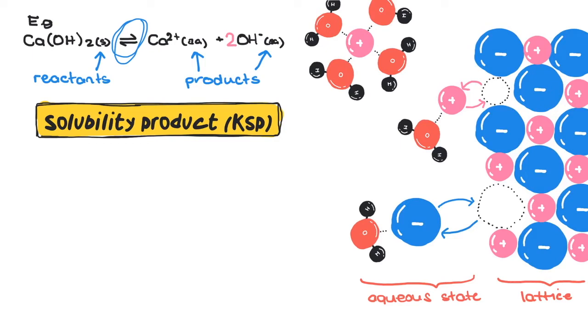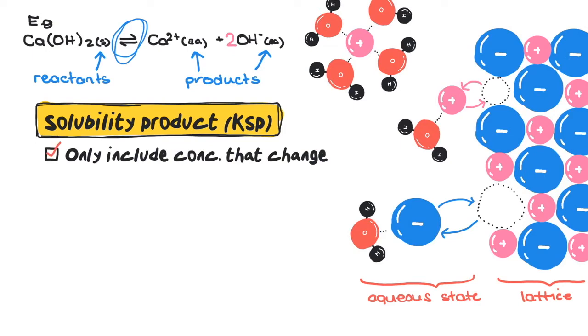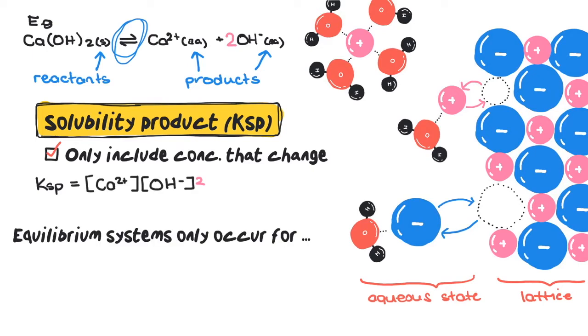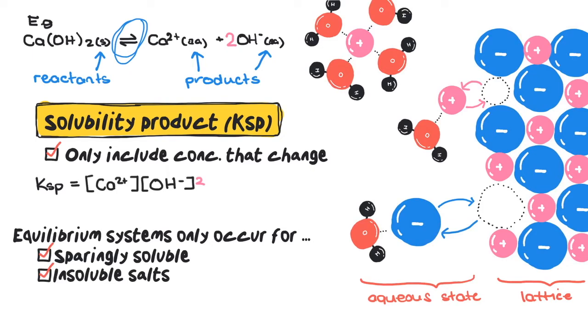Same rules apply, just as with the equilibrium constant, in which we only include concentrations that can actually change when reaching equilibrium. Therefore, the KSP for calcium hydroxide is like so, since the concentration of solids don't actually change. Equilibrium systems only occur for sparingly soluble and insoluble salts, since completely soluble compounds aren't really equilibrium reactions. So let's calculate some solubility products.